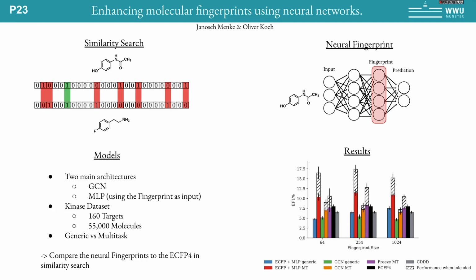These results show that neural networks are capable of improving fingerprints and even work when specific targets were not included in the training. Surprising was that the GCN performed much worse in similarity search. We believe that is due to the low expressive power of many current graph neural networks.